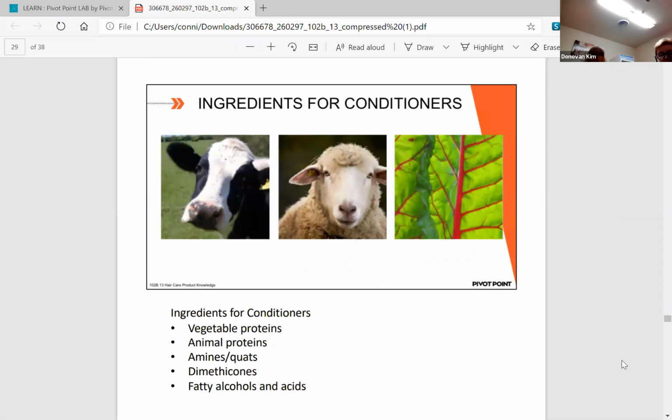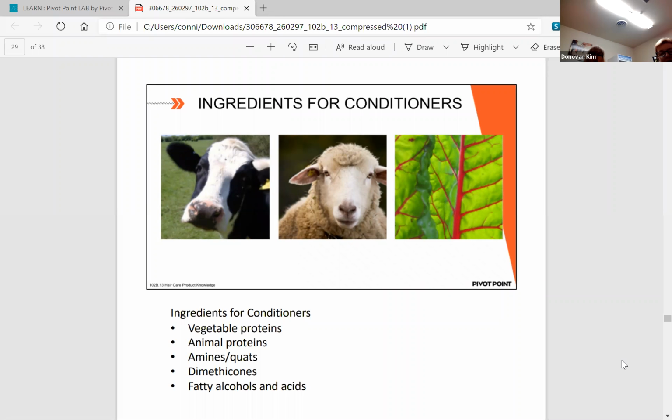So ingredients for conditioners: vegetable proteins, animal proteins, amines or quats, which would be for your disinfection purposes, dimethicones or fatty alcohols and acids. There's that fatty alcohol where people think they don't need alcohol in products, but they do need good alcohols. And the good alcohol would be like cetyl alcohol. That's a moisturizing or hydrating alcohol. It's not like rubbing alcohol. Yeah, there's a difference.